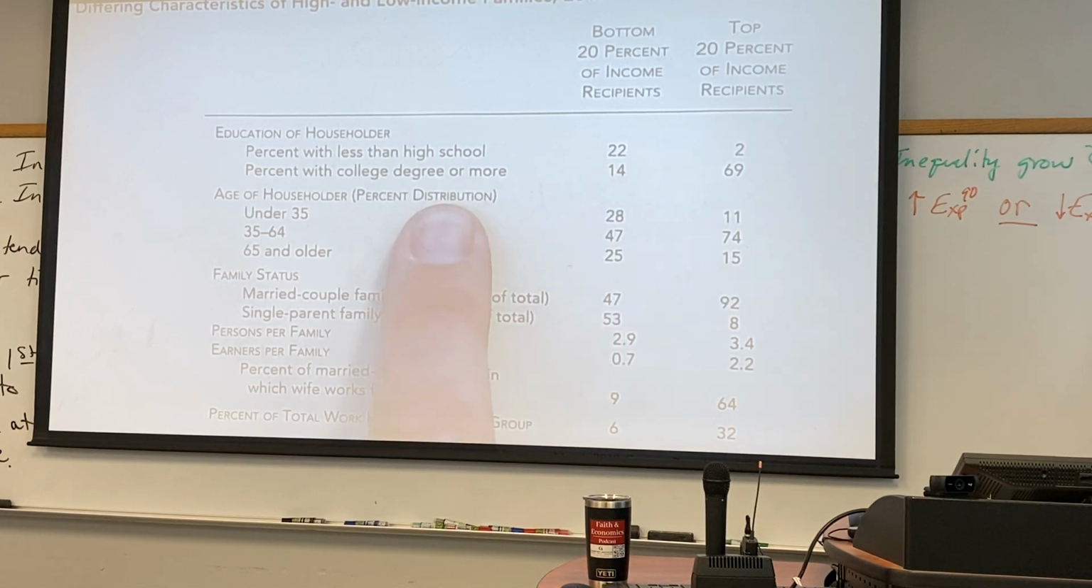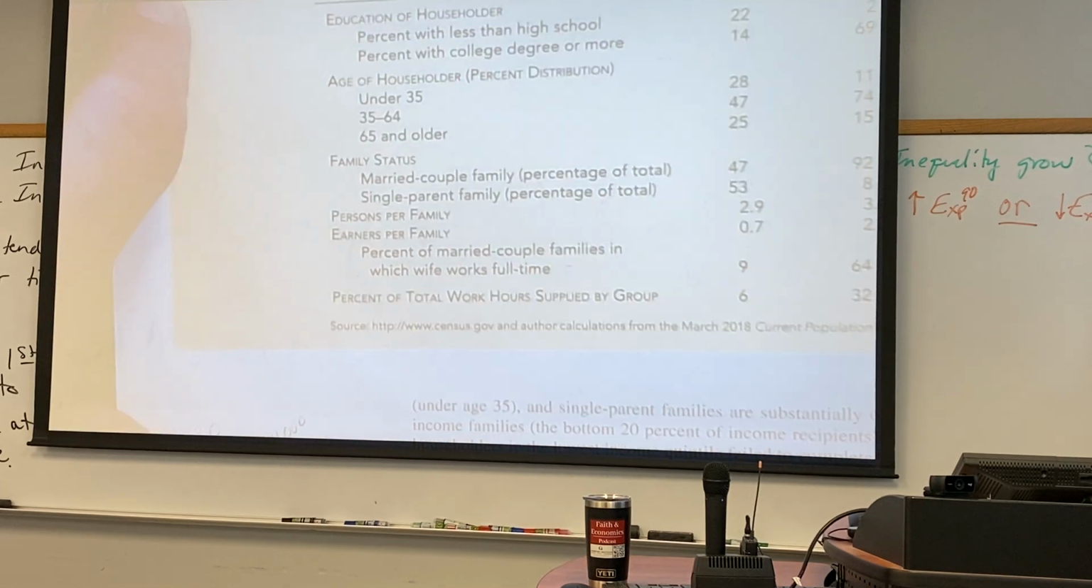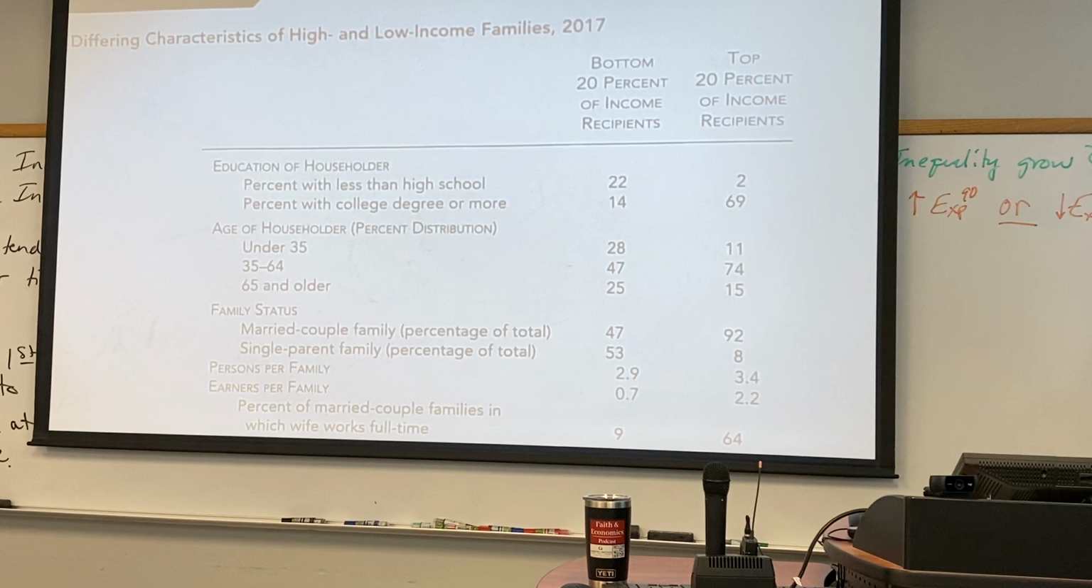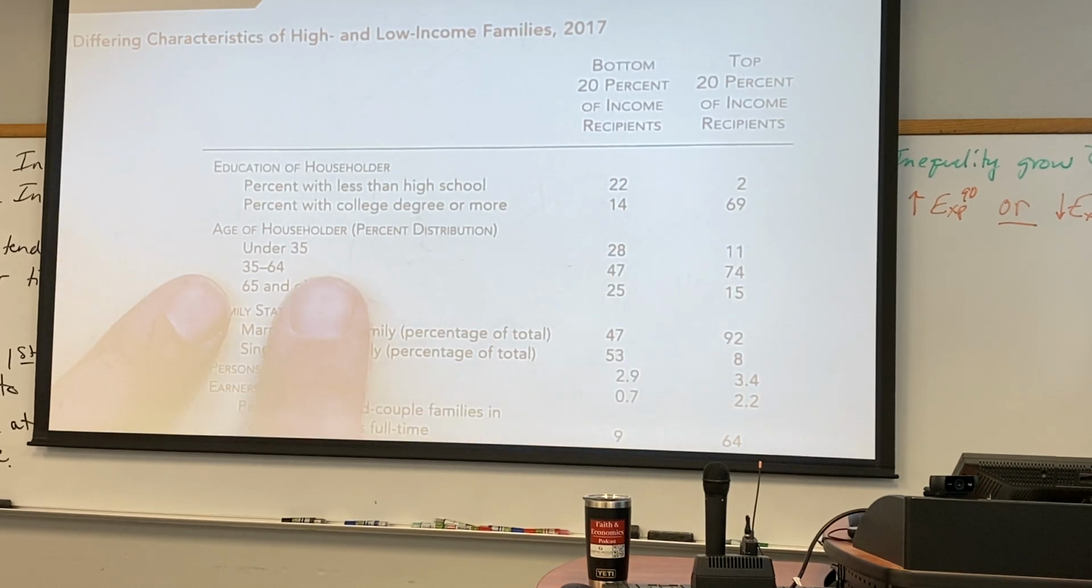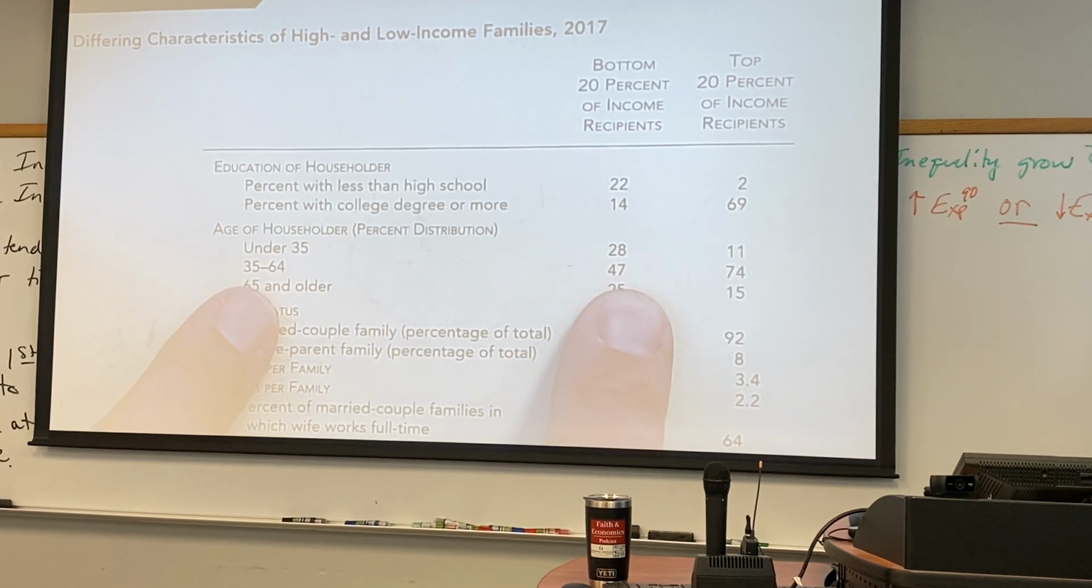So there are still some with a college degree or more in this bottom 20%. That could be a recent college graduate though, right? If we go back to our analysis of how we calculate the bottom and the top, some of that number could be that. Age of the householder, percent distribution: under 35, 35 to 64, 65 and older.